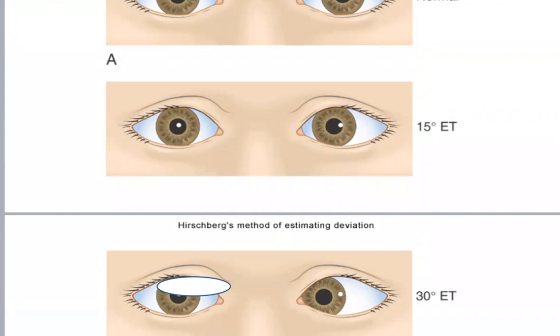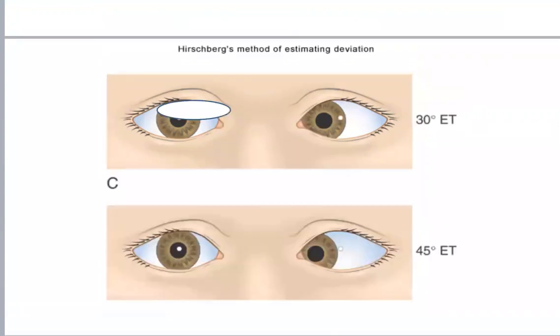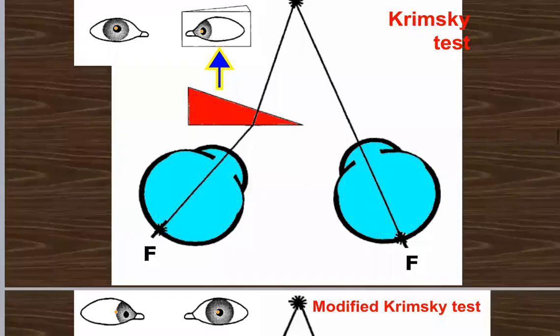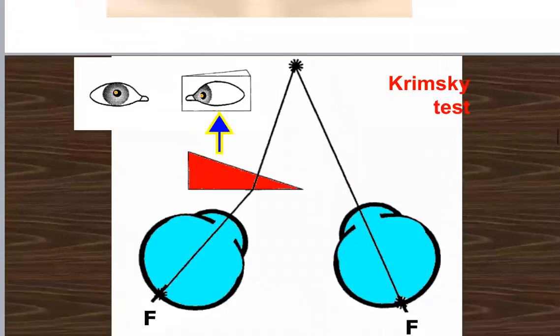If you look at this, if it is in the middle of the iris, this means that you have 30 degrees or 60 prism diopters, and if it is at the limbus, this means that you have a very large angle, which is 45 degrees or 100 prism diopters, and so on. To refine the result of the Hirschberg test, which is extremely rough, you do the Krimsky and modified Krimsky test.